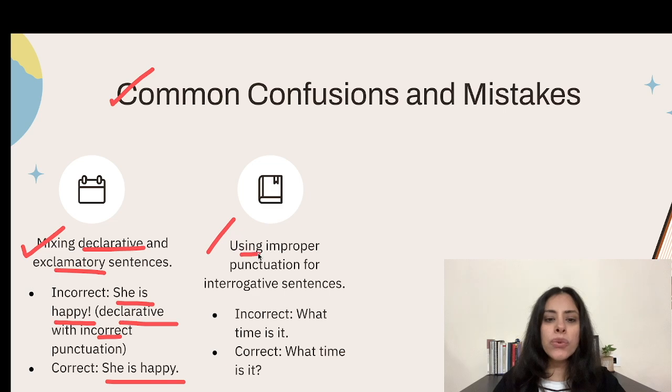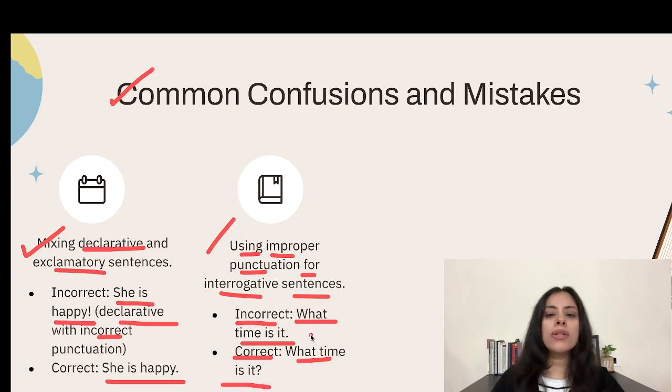The next one is using improper punctuation for interrogative sentences. Now, this is where a lot of students make a mistake. If you're writing a question and you forget to use the question mark, then you're going to lose marks over there. For example, the incorrect one would be "What time is it." Now, we know it's a question, but we shouldn't use a full stop here. So the correct form would be "What time is it?" with a question mark, so that we complete it with the punctuation.